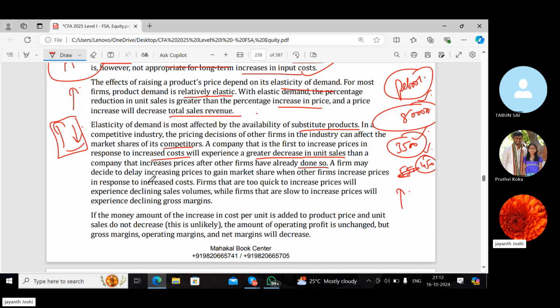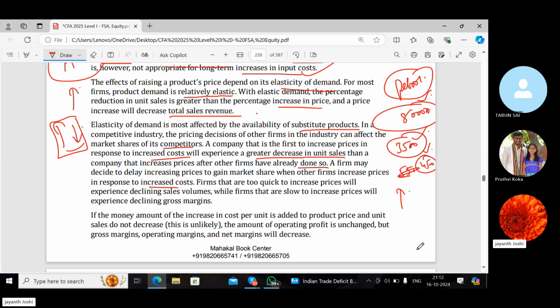So a firm may decide to do what? Delay increasing prices to gain market share when other firms increase prices in response to increased cost. So this is what they want to play smart. If a company is first to increase prices, of course, it is going to suffer with fewer units of sales, and can expect a greater decrease in sales than the company which increases prices after everyone has done. So a firm may try to delay the increase in prices because they want to gain market share when other firms have increased their prices because of the increased cost.